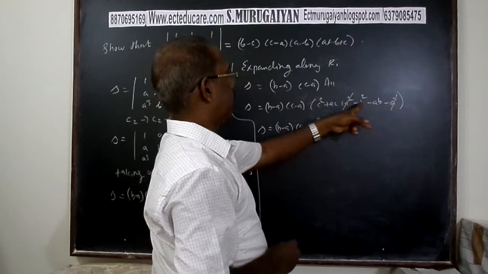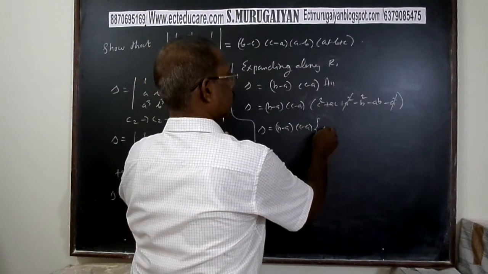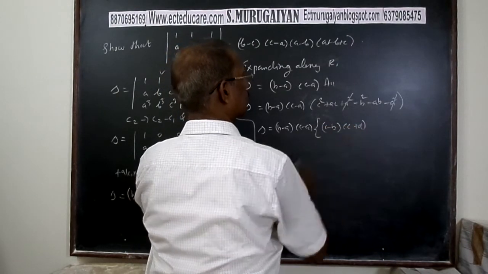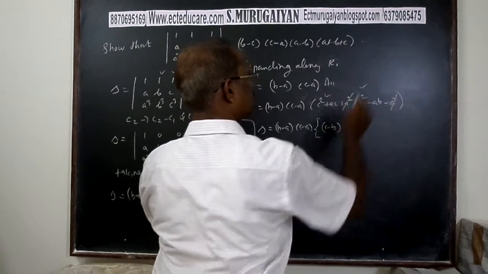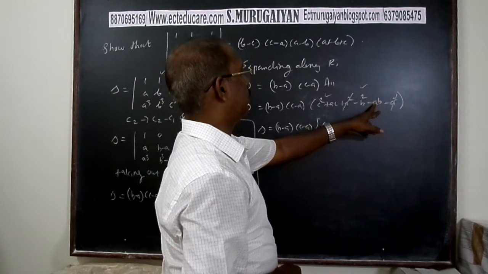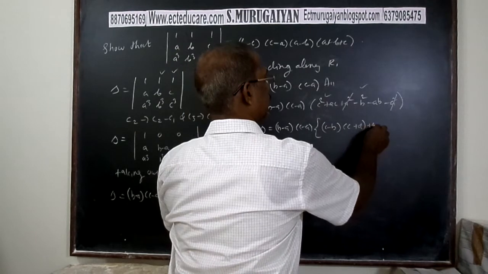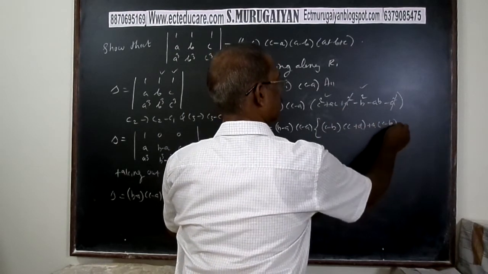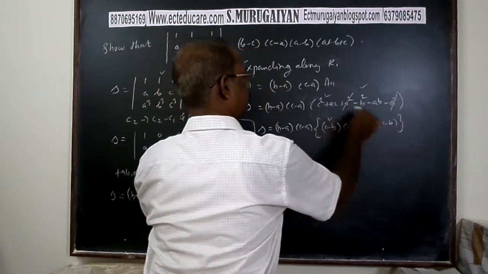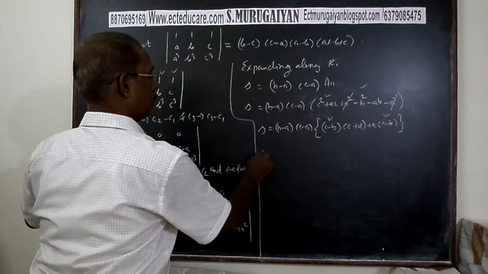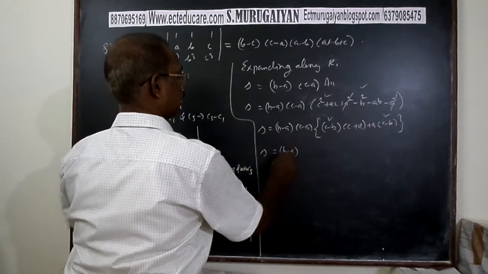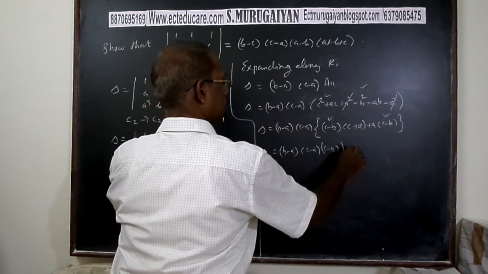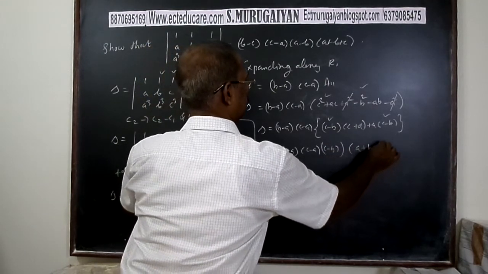Then C square minus B square, C minus B into C plus B. These two. Then AC, AB mean A common plus A into C minus B. Okay. Here C minus B common factor, take it out. Now delta equal to B minus A, C minus A, then C minus B, then A plus B plus C.